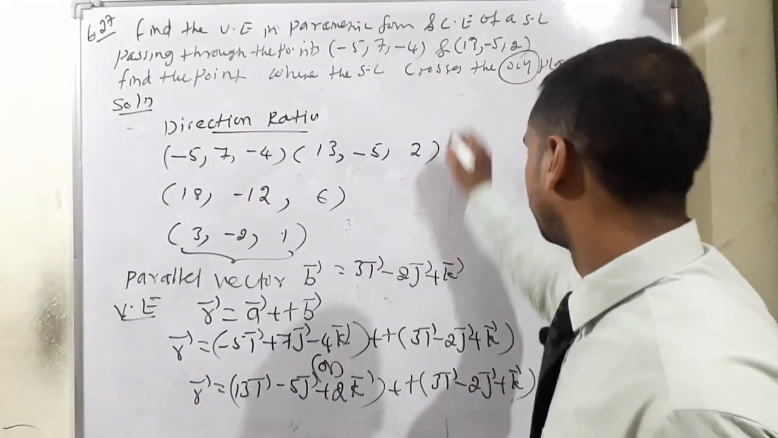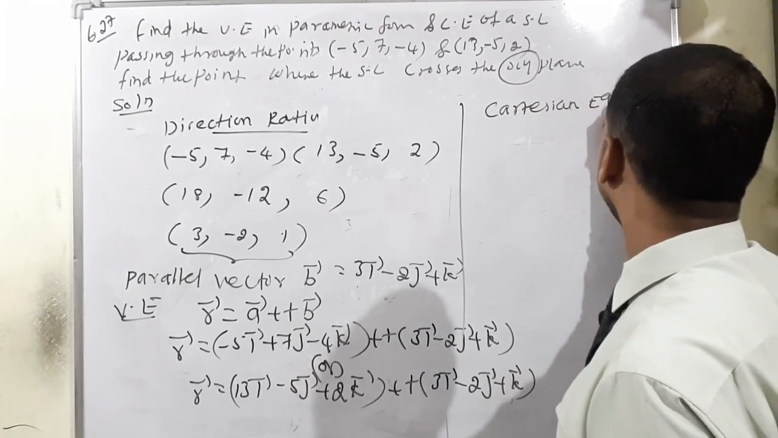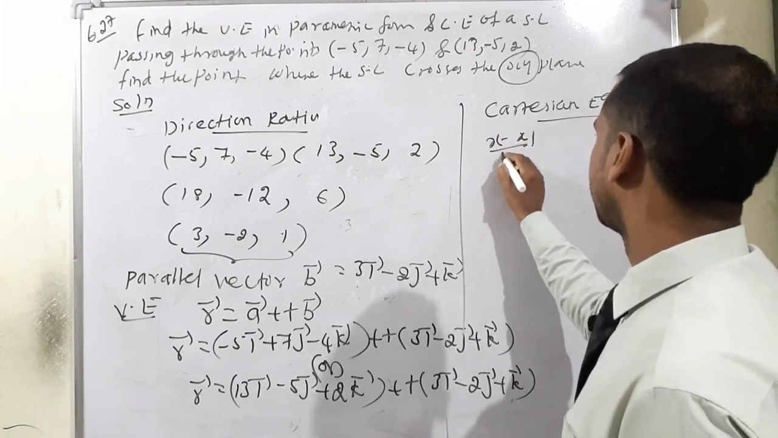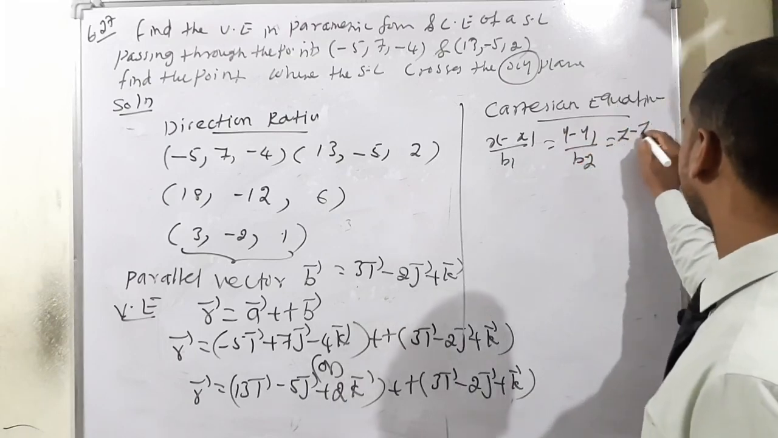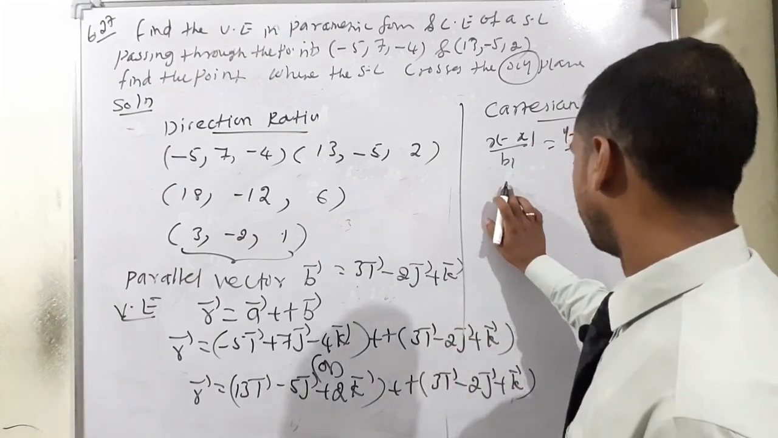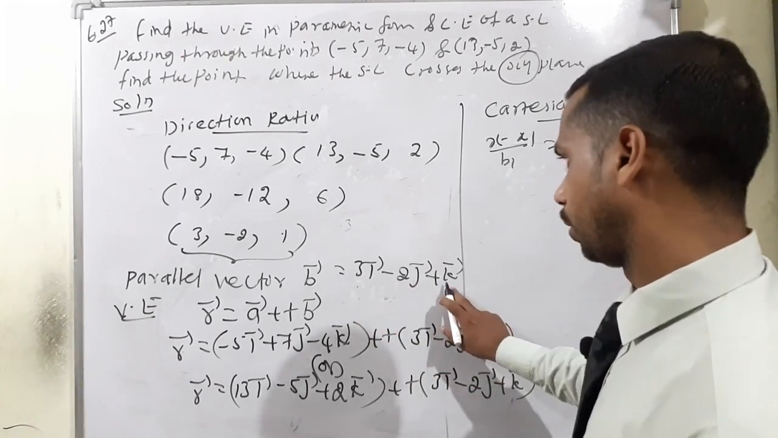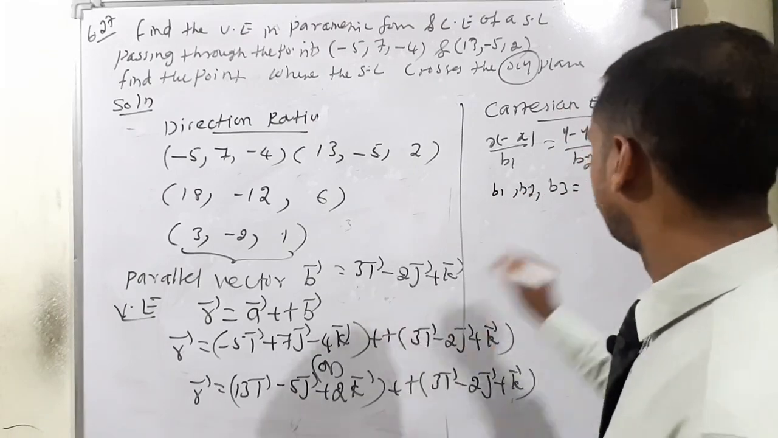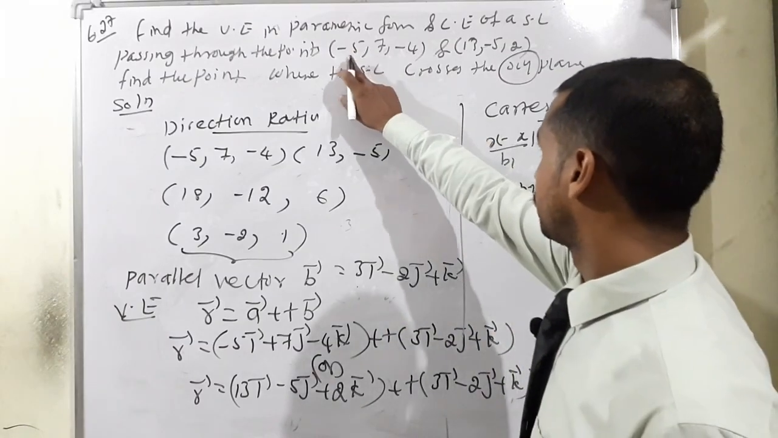The second one is the Cartesian equation. So for the Cartesian equation, first I would like to write the formula. What is the formula? (x - x1)/b1 = (y - y1)/b2 = (z - z1)/b3. So now two points, isn't it? b1, b2, b3 we already know: 3, -2, positive 1. So b1, b2, b3 means 3, -2, 1. The point is already there in two types, isn't it?